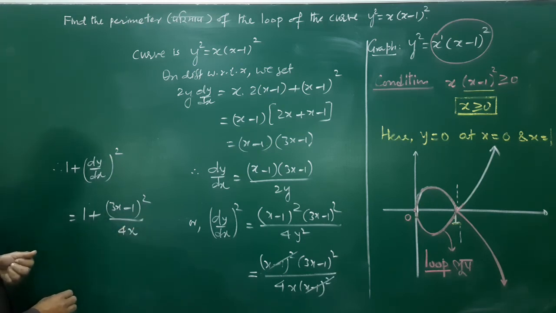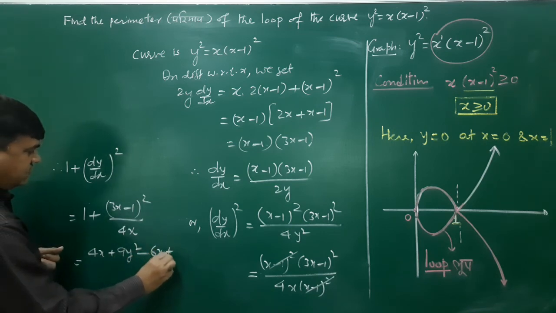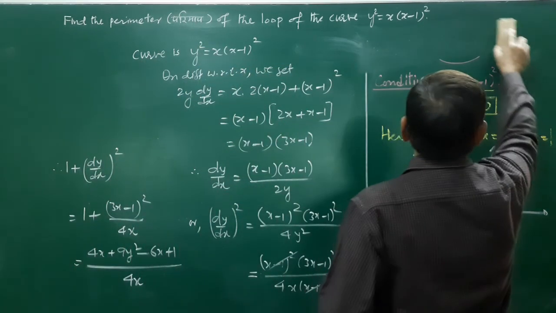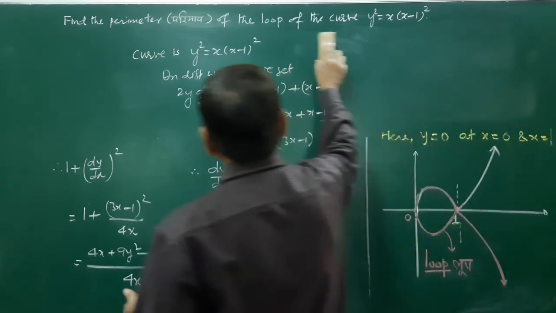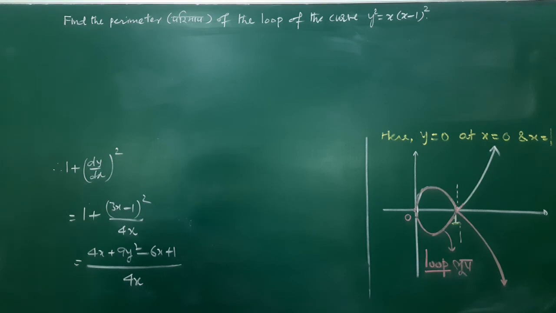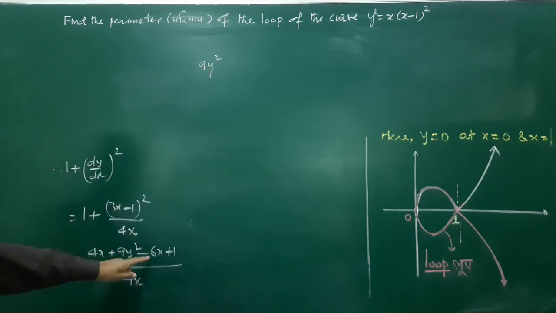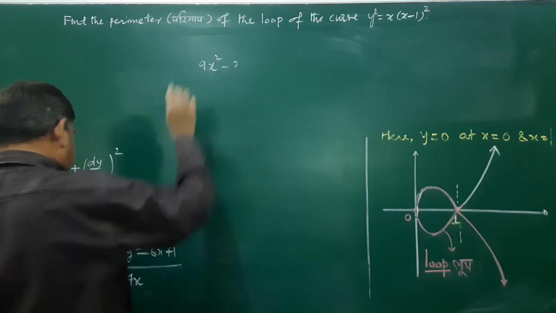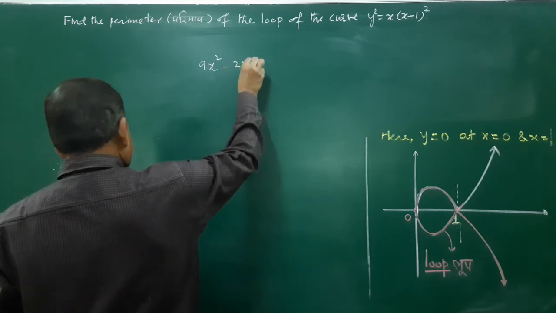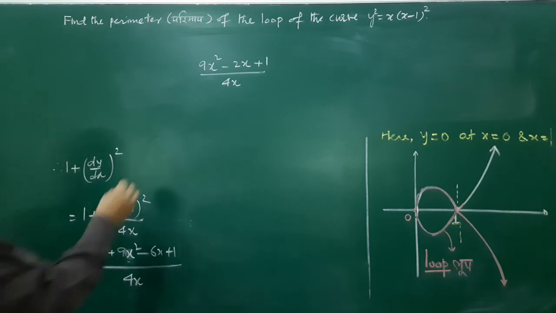Okay? Yes. So this is 4x plus 9x square minus 6x plus 1 upon 4x. Now this is the part of integration. Y square minus 2x, minus 2x plus 1 upon 4x.